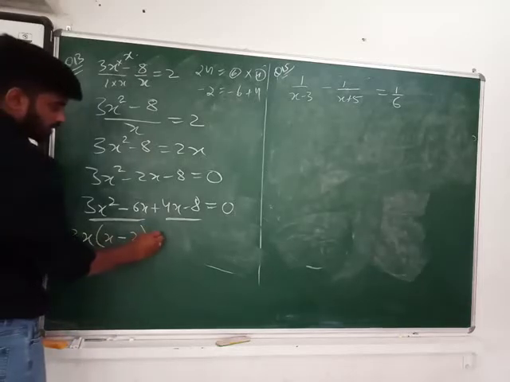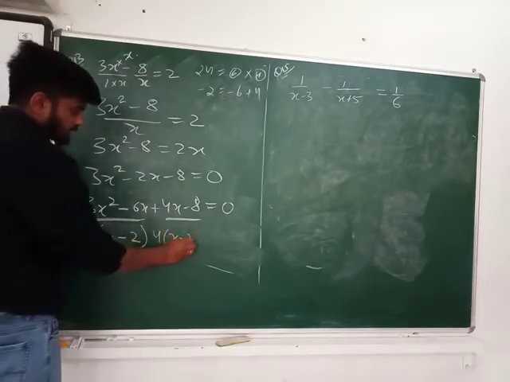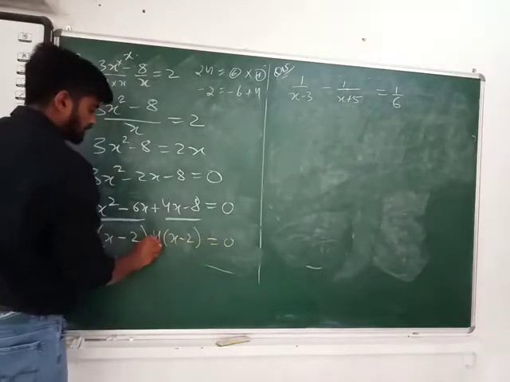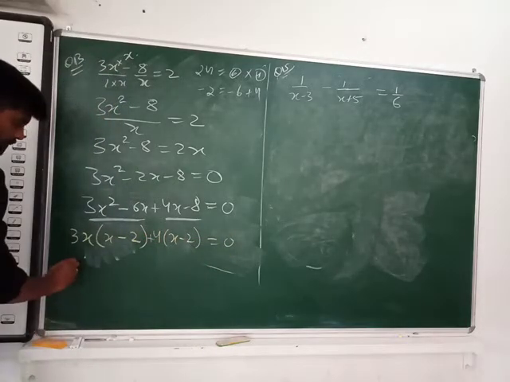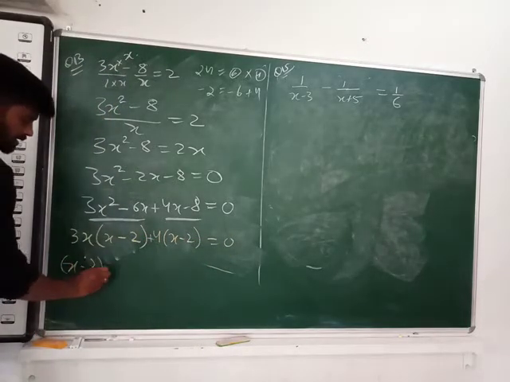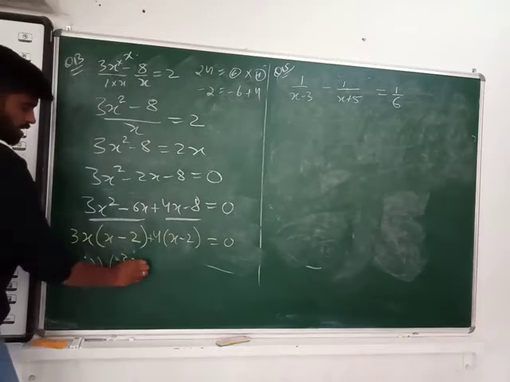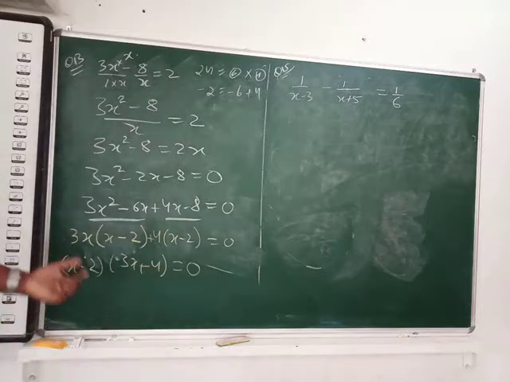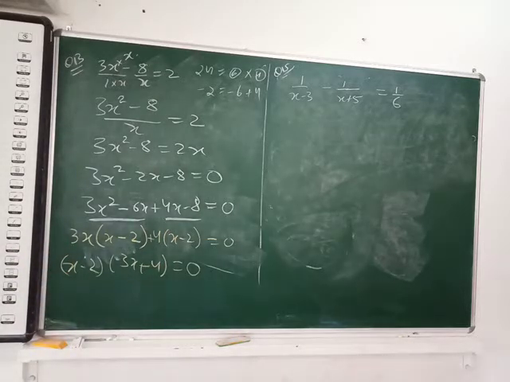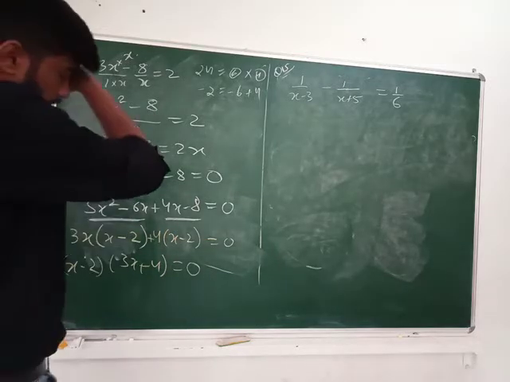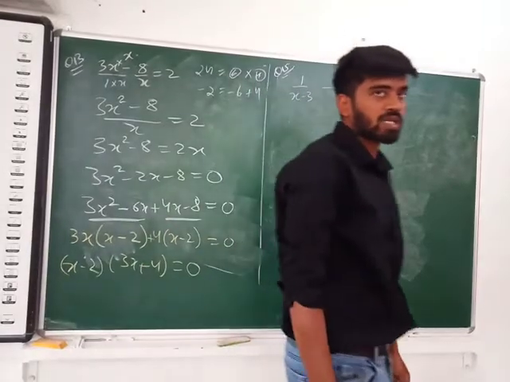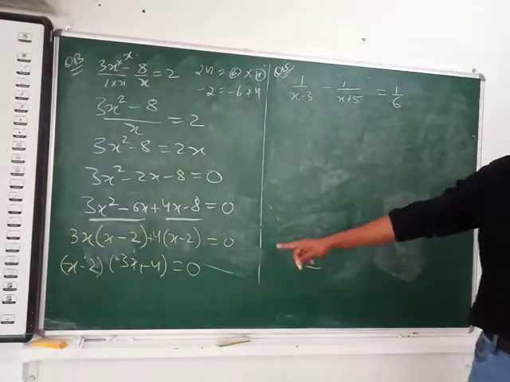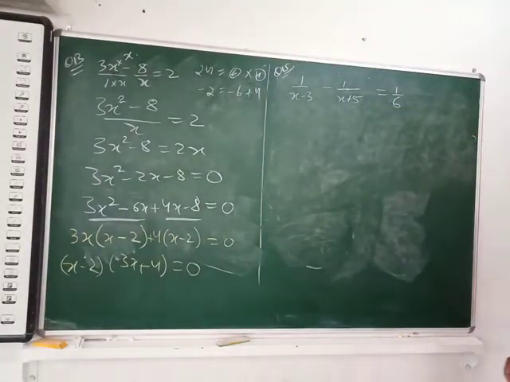And in this I can take 4 common. So x minus 2 equals to 0 and plus 4. So x minus 2 is in one bracket. In the other bracket it is 3x plus 4, that is equals to 0. I hope you guys can then find the answer on your own now. Can you? I think you guys can. So that's how you'll be looking at this question and solving this question. Rest part you'll be doing on your own. I won't be helping in this.